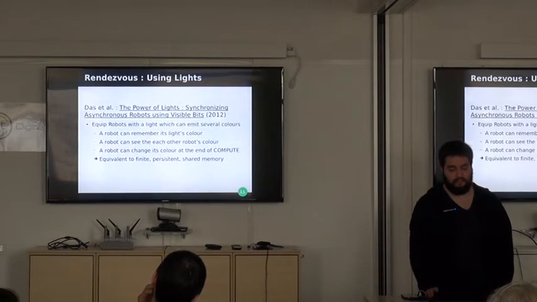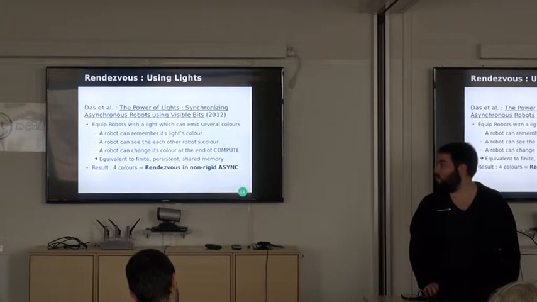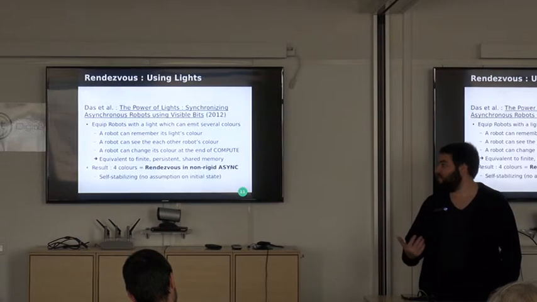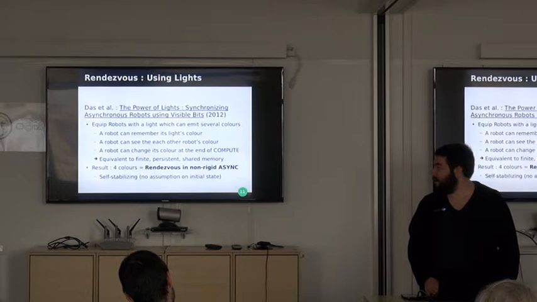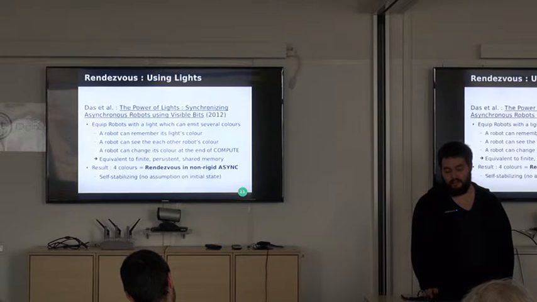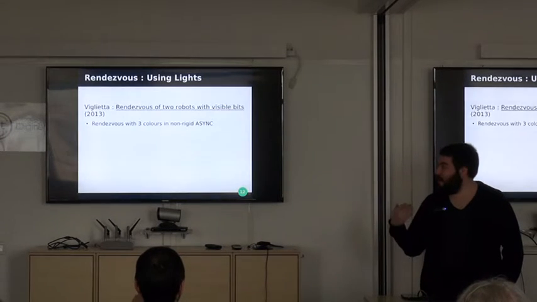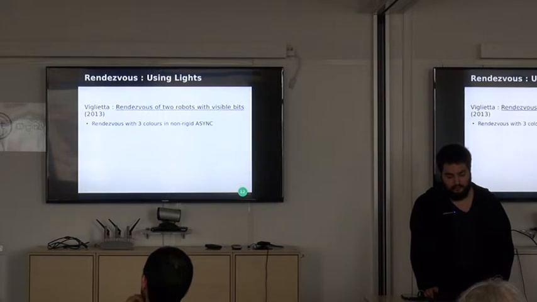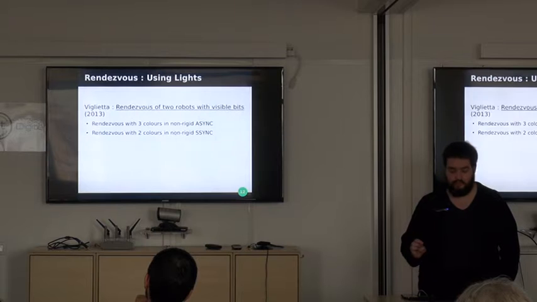This is basically equivalent to a finite persistent shared memory between all robots in the system. And the result that was introduced at the same time as this model is that if we only have 4 colors, then rendezvous, or two-robot gathering, is possible in non-rigid asynchronous. So basically the worst possible scheduling. And it also is self-stabilizing, which means that we don't have to make any assumption on the initial states of the robot. So this is a pretty powerful result. And the following year, it was made slightly better by Viglietta, who achieved the same result, but with 3 colors. So same result with a 3-color algorithm. And at the same time, he introduced a 2-color algorithm that worked in non-rigid semi-synchronous. So not quite asynchronous, but semi-synchronous.